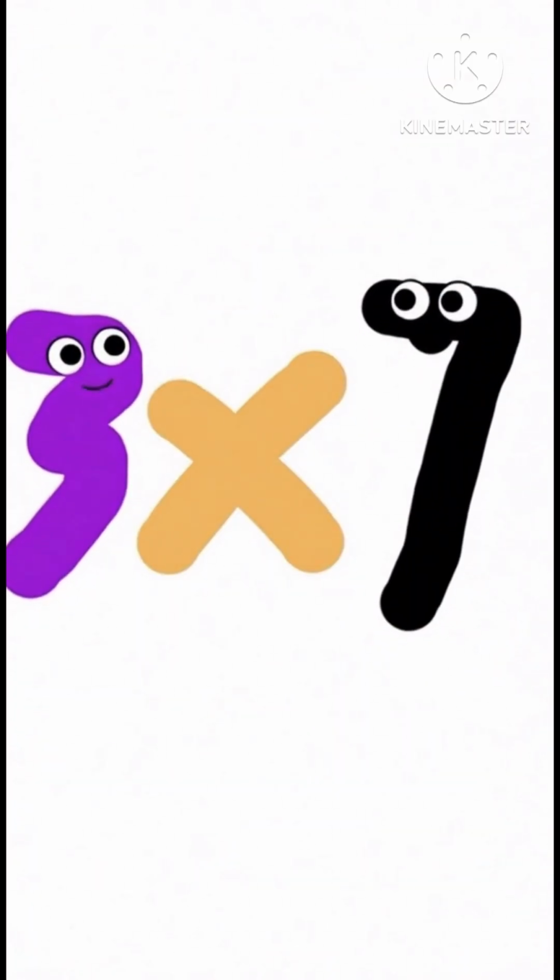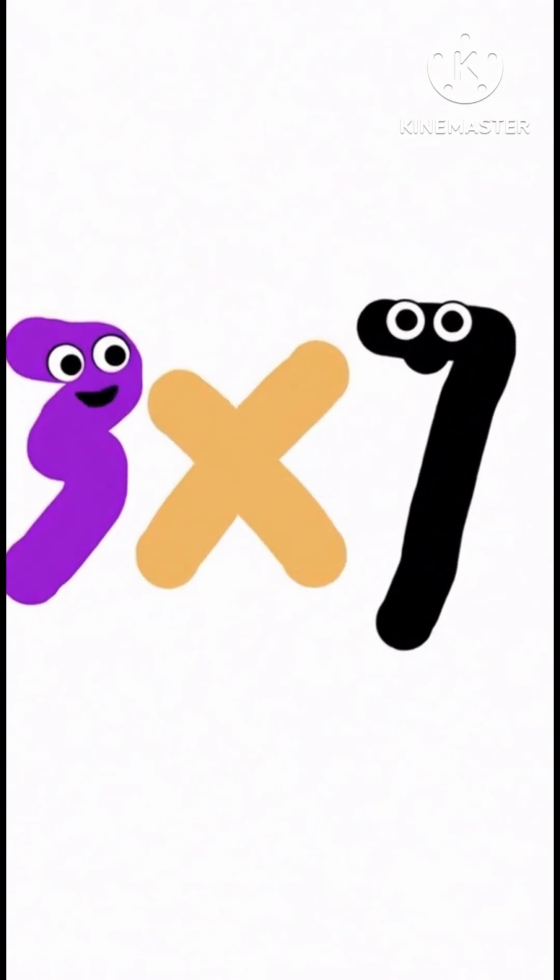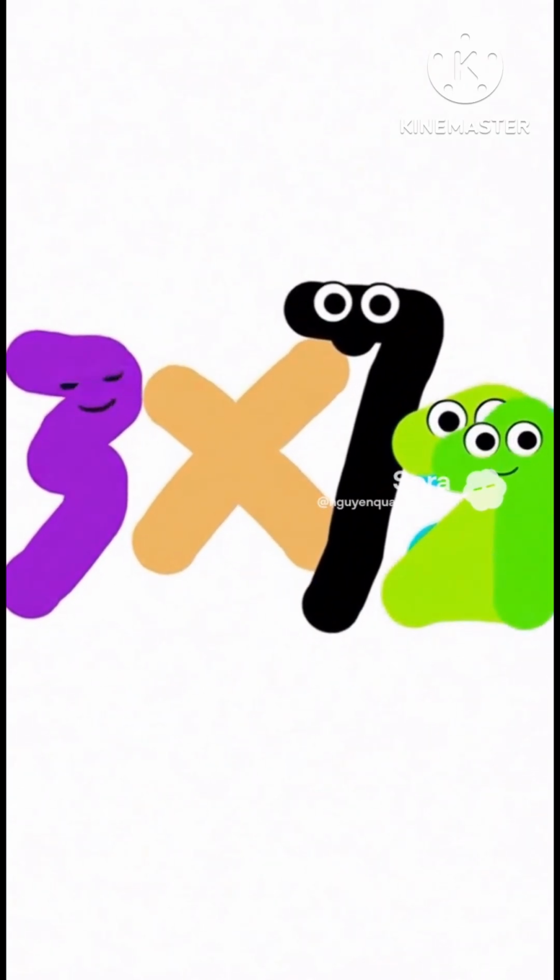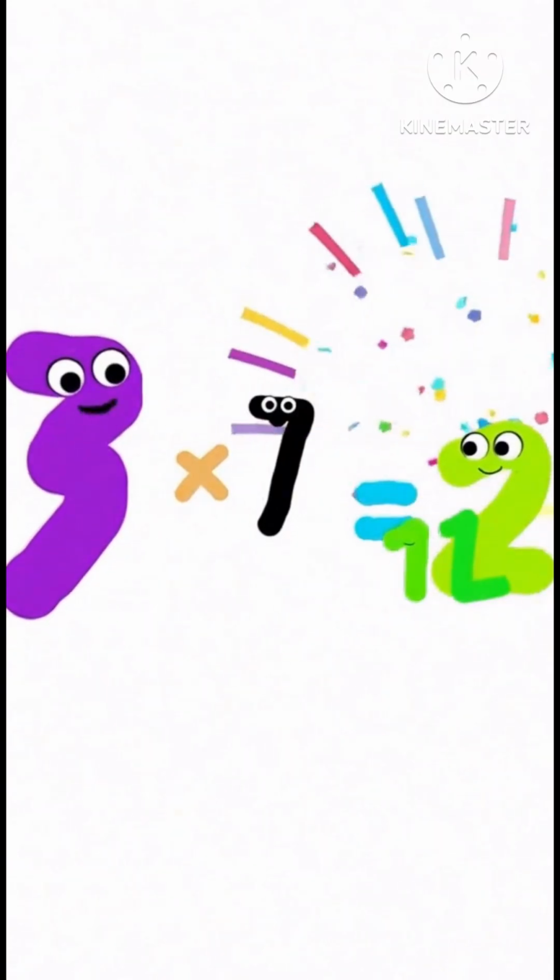Here's a fun fact. When the purple 3 teams up with the black 7, something magical happens. 3 times 7 equals 21.